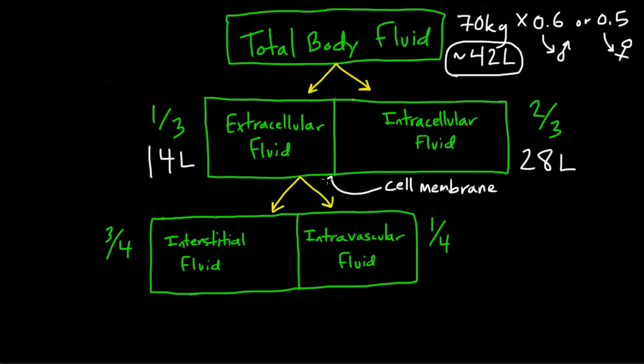Of the extracellular fluid, 3/4 resides in the interstitium and 1/4 in the intravascular compartment. Now note that intravascular fluid is not the same as blood volume. About 40 to 45% of blood volume is occupied by red cells. That is what's called the hematocrit. So blood volume may be on the order of 6.5 liters, but intravascular water is about 3.5 liters in this example. The interstitial fluid compartment and the intravascular fluid compartment are separated by capillary membranes.